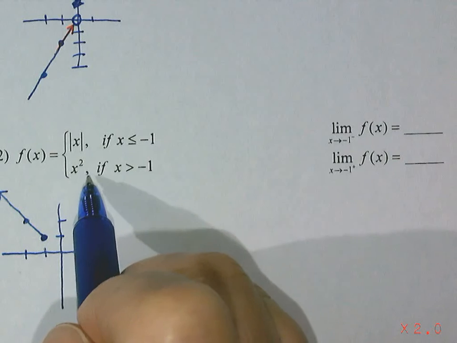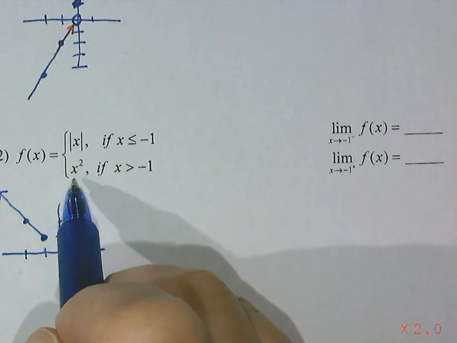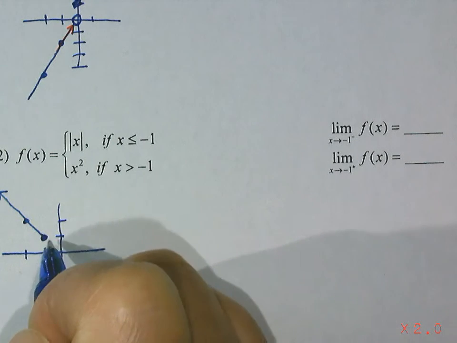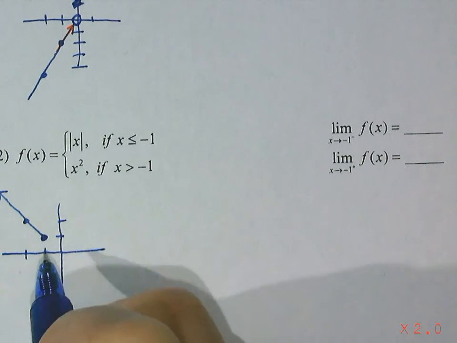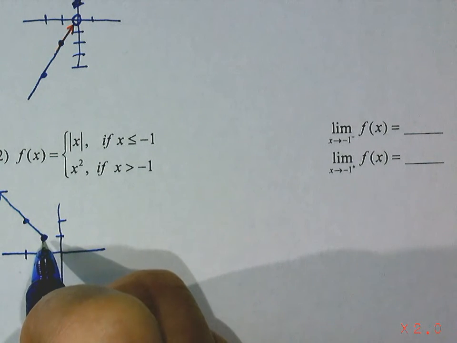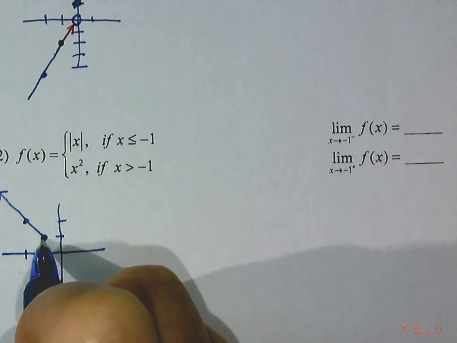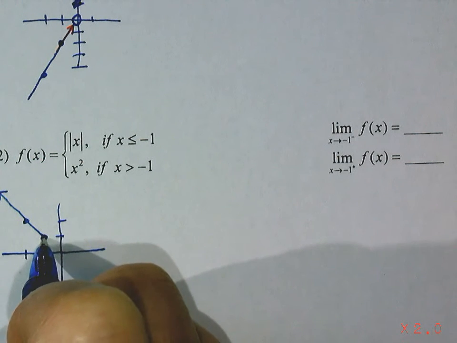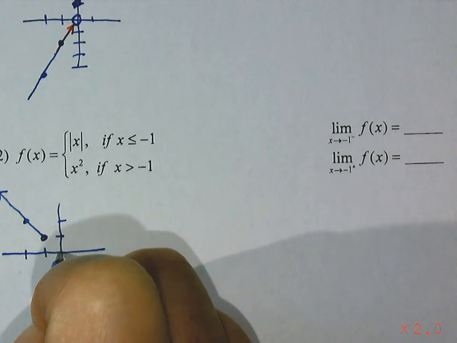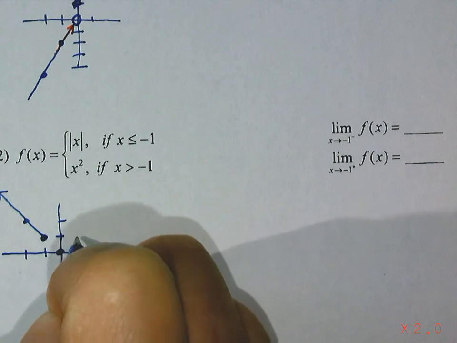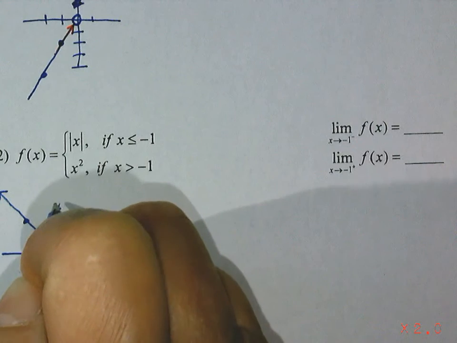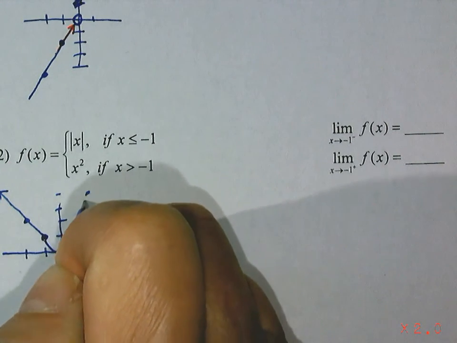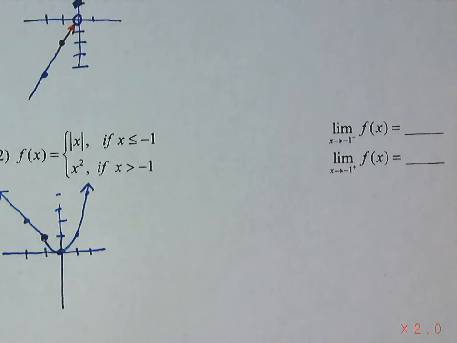And this is saying x squared. X squared looks like this, but I only want the part greater than -1. If I start at -1, -1 squared is 1. It actually starts there. This would be an open circle, but since it's already on top of a closed circle, that's good. And then I have 0, 0, 1, 1, 2, 4. That's what that function looks like.